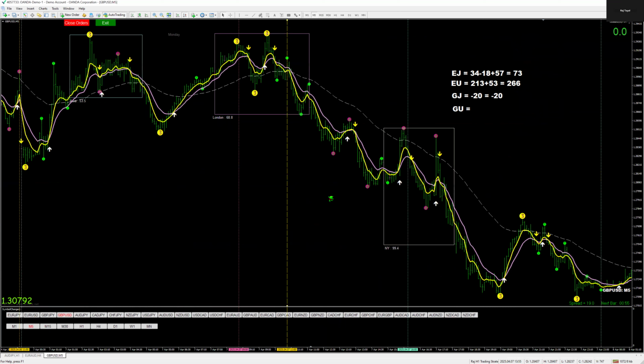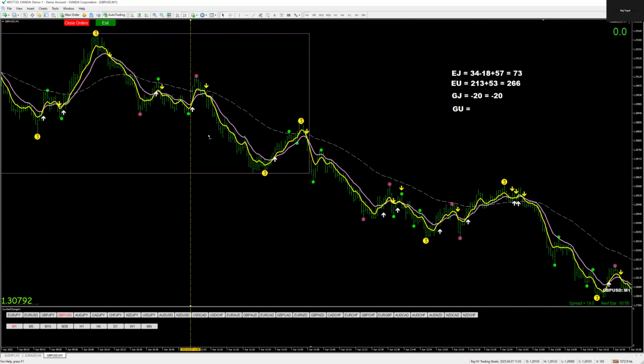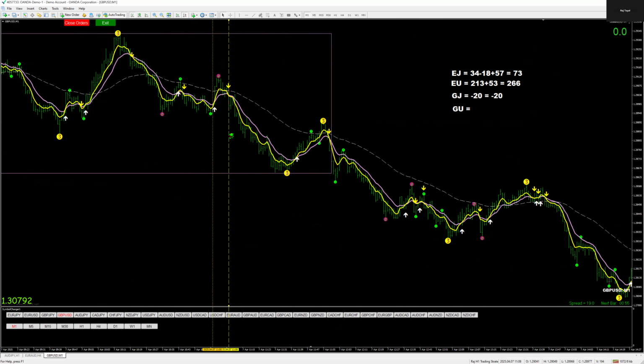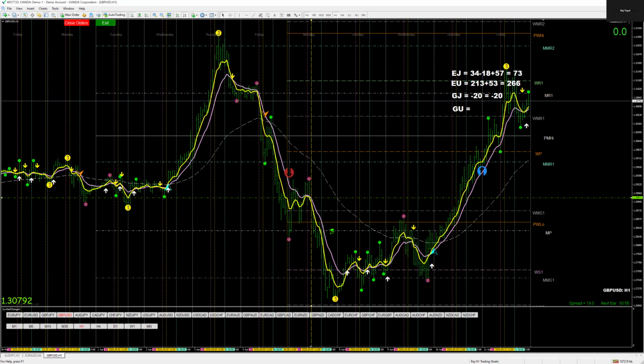5 minute. 1 ball with a fresh cross, we're okay there. With the 1 minute, here's our entry. And this is the 1 hour trade. Exit is end of day, or here actually, right there. So that's 130 pips.